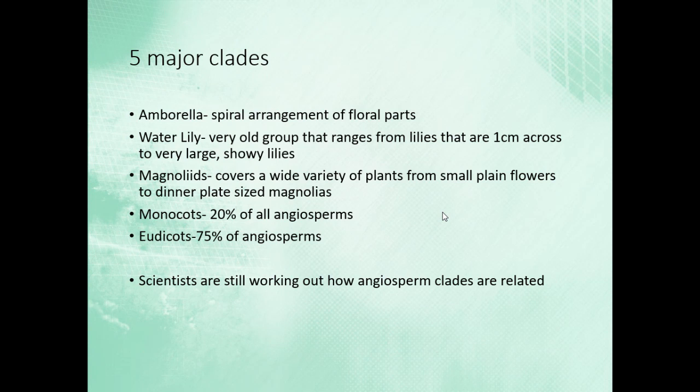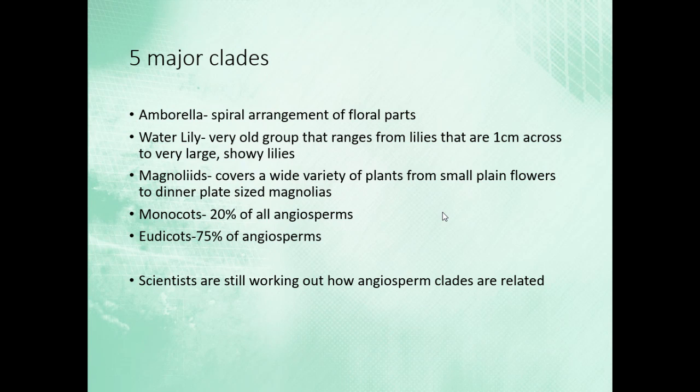And you probably hit one of these whenever you're doing one of your projects. We have the ambarellas, which means that there's a spiral arrangement of floral parts. The water lilies, they're a very old group that ranges from lilies that are teeny tiny, 1 centimeter across, to extremely large, showy lilies. I love lilies. I have day lilies and I have just stalk lilies all throughout my flower beds. Magnolids cover a wide variety of plants from small plain flowers to dinner-sized plate magnolias.